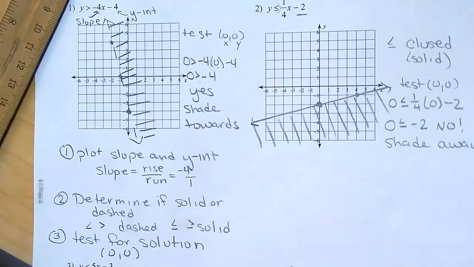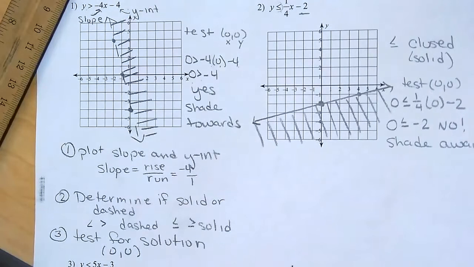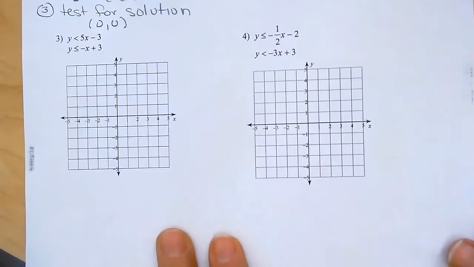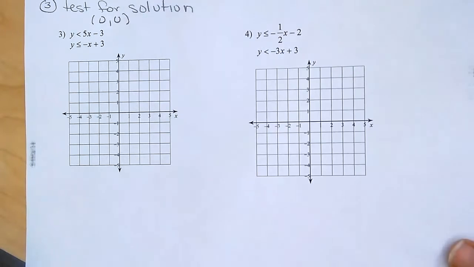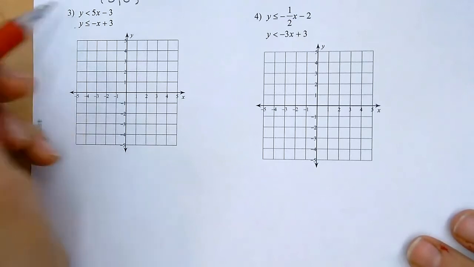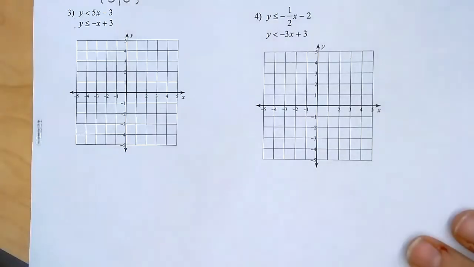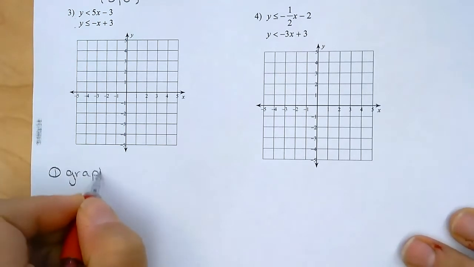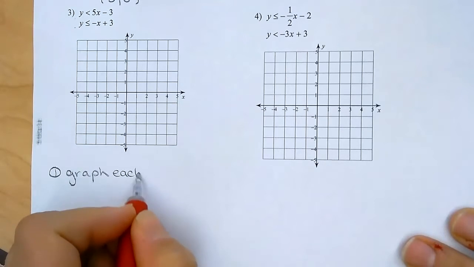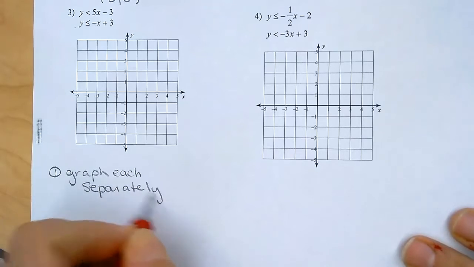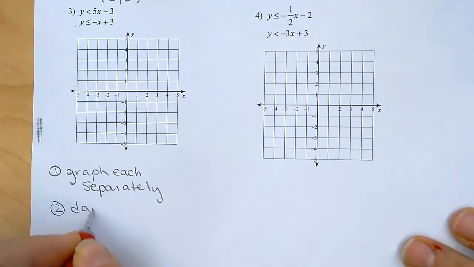Okay, so that's linear inequalities. Now let's talk about systems. A system is just 2 or more equations. So it's not any different than the previous 2 problems. We're just going to graph each one separately and then we shade the overlap. So graph each separately. And then darken the overlapping area.